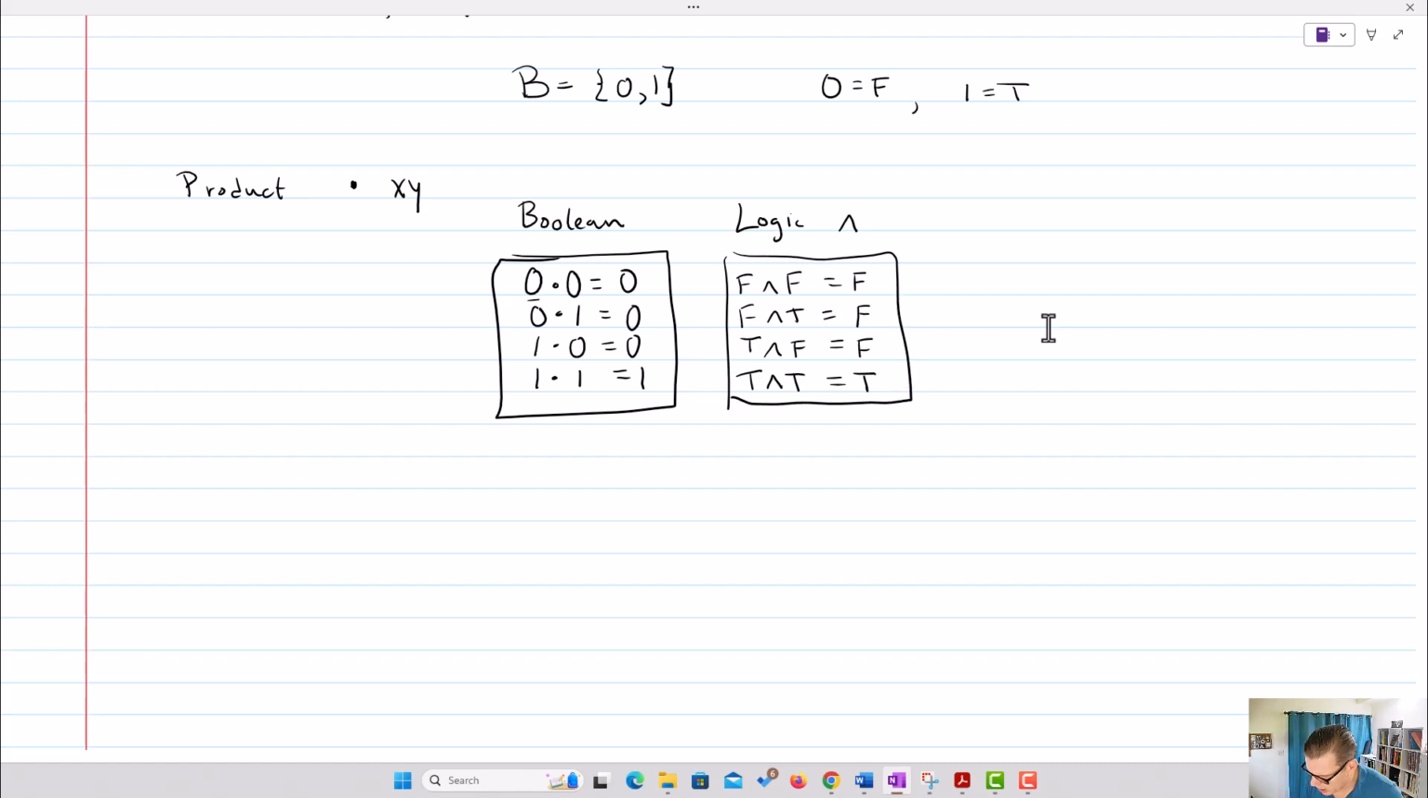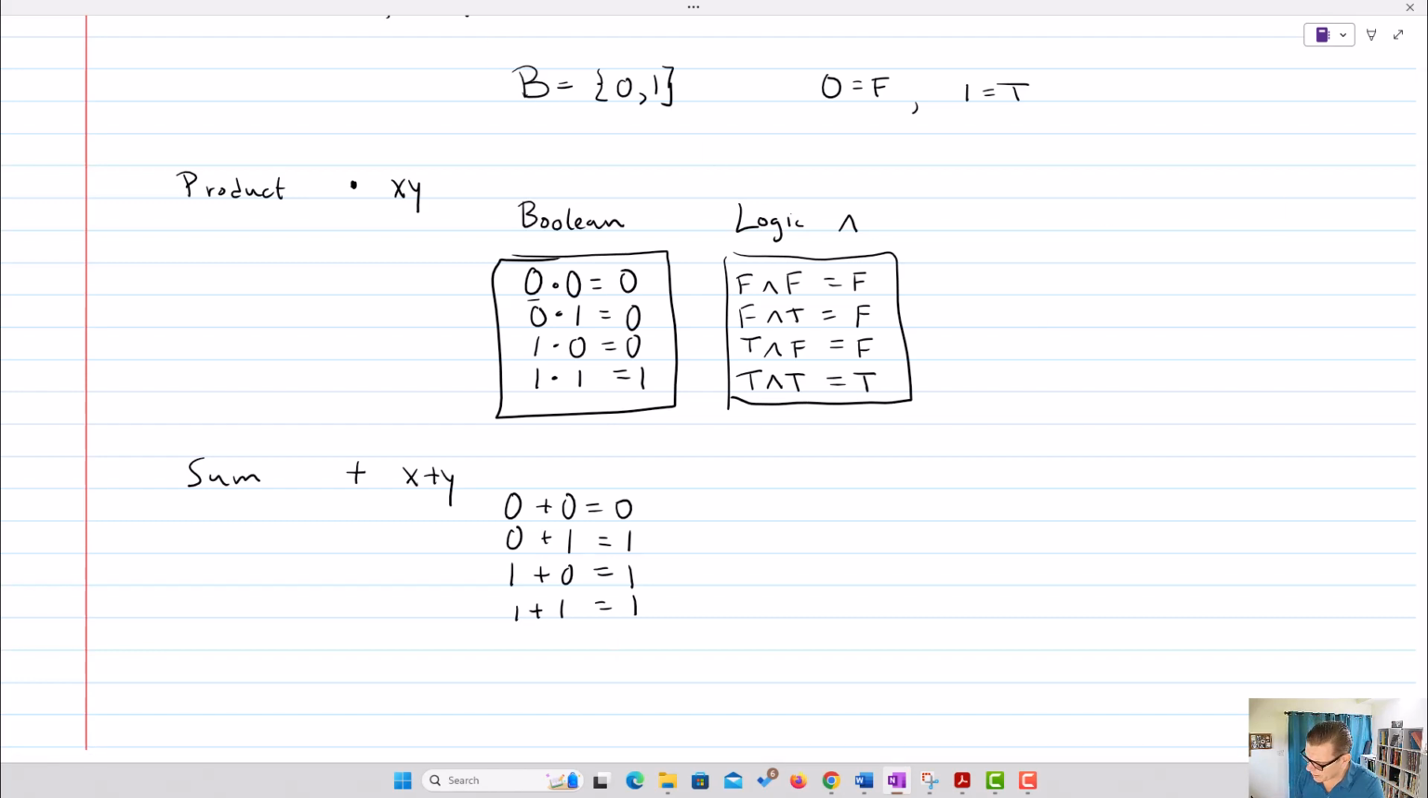Next up, we're going to talk about the sum. The sum is going to be represented by the plus, and you'll see it as x plus y. In the Boolean, 0 plus 0 is going to equal 0. 0 plus 1 is going to equal 1. 1 plus 0 is equal to 1. And 1 plus 1 is going to also equal 1. You can see that's a little strange, right? 1 plus 1 equals 1. Well, why is that the case?